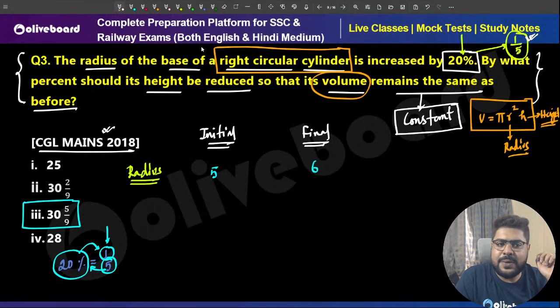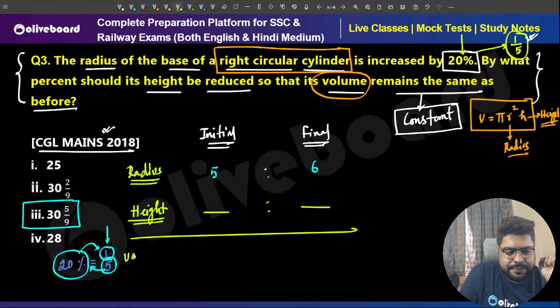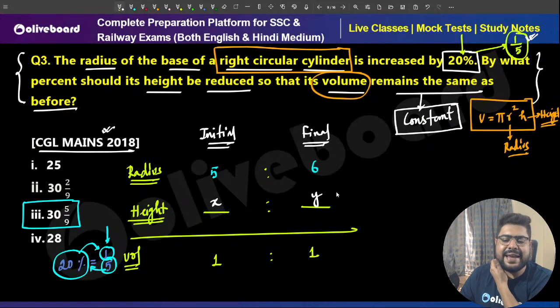So this is what is happening with the radius. Now, the height ratio we don't know. The volume ratio, they are saying, is equal, meaning 1:1. Let's understand one thing: I am taking the height as x initially and y finally.